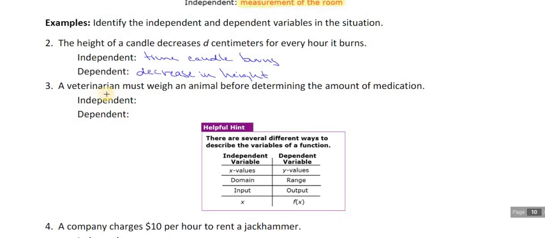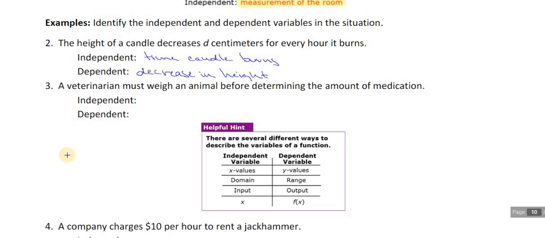Next, we have number 3. A veterinarian must weigh an animal before determining the amount of medication. We need to determine our independent and dependent variables. Now think about which has to come first. Or think about 2 different types of dogs. Think about a tiny little Yorkie versus a huge German Shepherd.